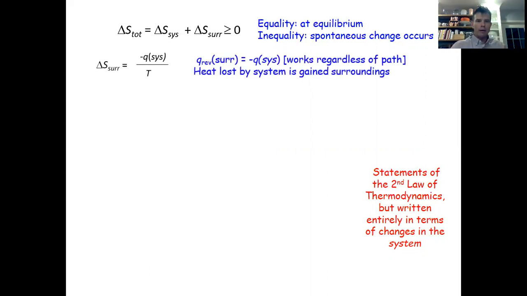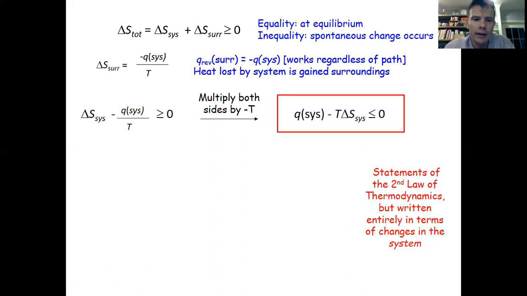We talked a little bit about delta S of the surroundings, and I tried to make this argument to you. The heat lost by the system was gained by the surroundings. So Q reversible of the system is negative Q of the system. I think I said that backwards. Q reversible of the surroundings is negative Q of the system. And this works regardless of the path, right? So I can take this definition and substitute it into this expression for delta S of the surroundings. I get something that looks like this.